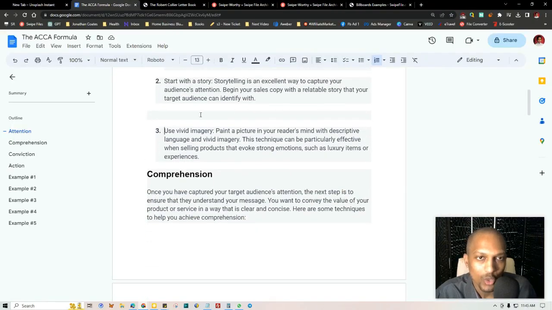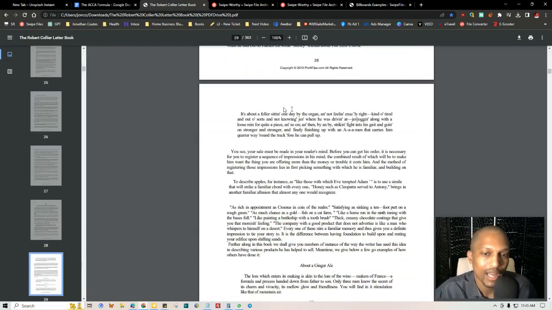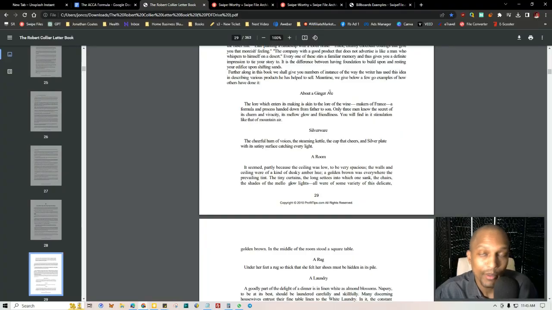Now, as far as using vivid imagery, I wanted to share the Robert Collier letter book because there's a chapter called Word Pictures That Make People Want Your Product. I just want to jump straight to this section and give you an idea. So I'm going to read a couple of these so you understand what they mean about vivid imagery. So let's start with ginger ale.